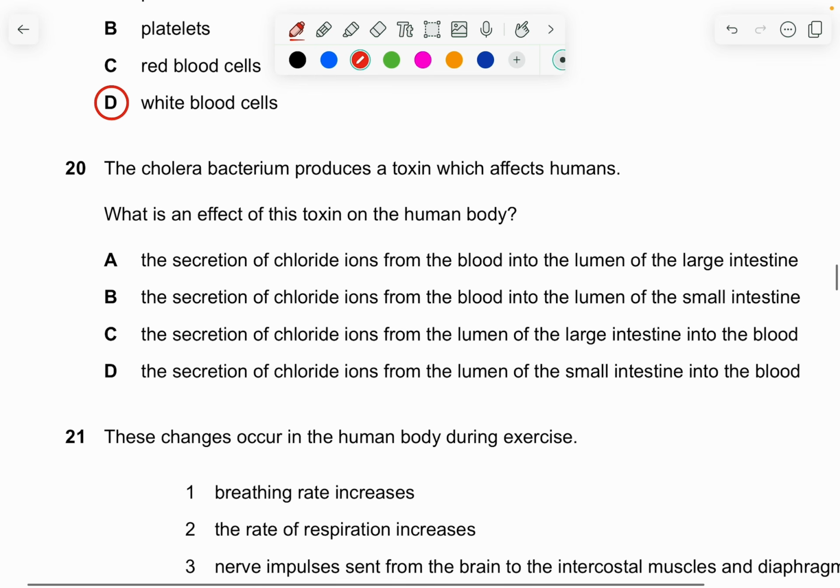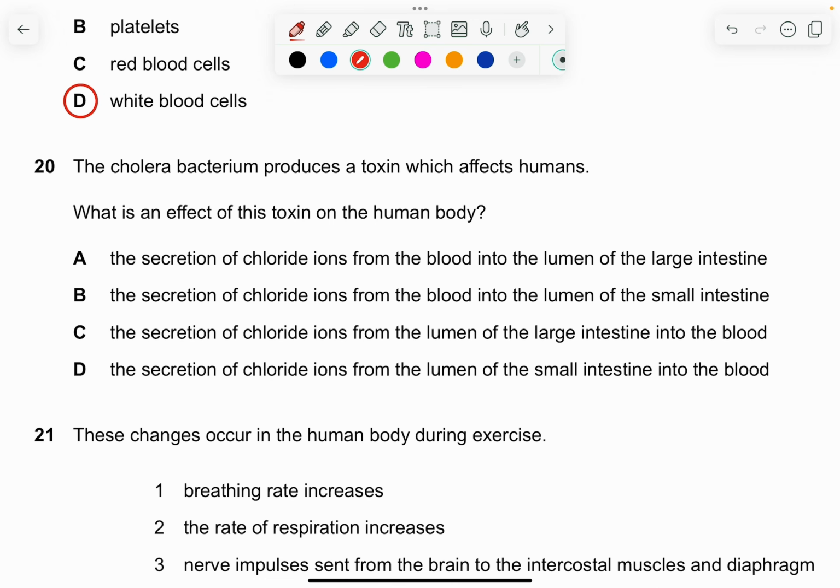Question 20. The cholera bacterium produces a toxin which affects humans. What is an effect of this toxin on the human body? Let's see each of the options. The secretion of chloride ions from the blood into the lumen of the large intestine.